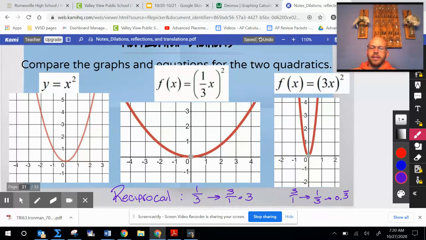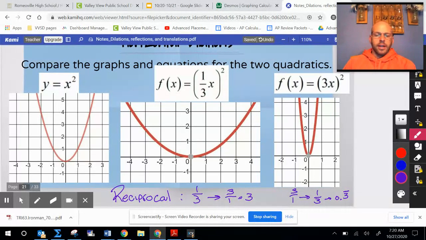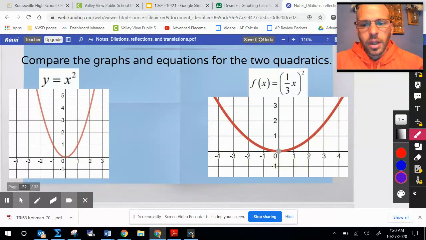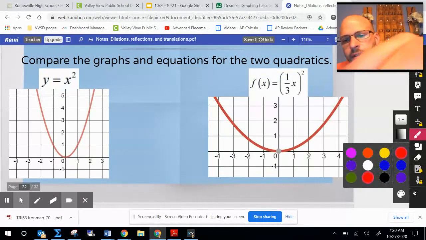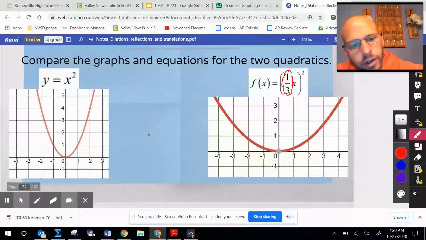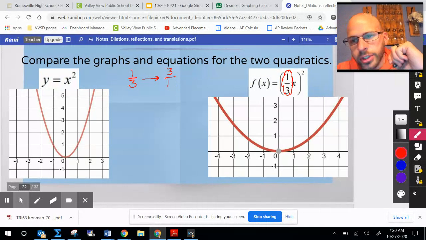So we have an added step. When we do these horizontal dilations, we have to look at the reciprocal of that value. Okay, that's the big idea. We always need to do the reciprocal of that value. And then once we do the reciprocal, same rules apply. Okay, so if you take a look at this, okay, we have a 1/3 on the inside. So what I do very first is I'm going to take that 1/3 and I'm going to flip it upside down. Reciprocal.